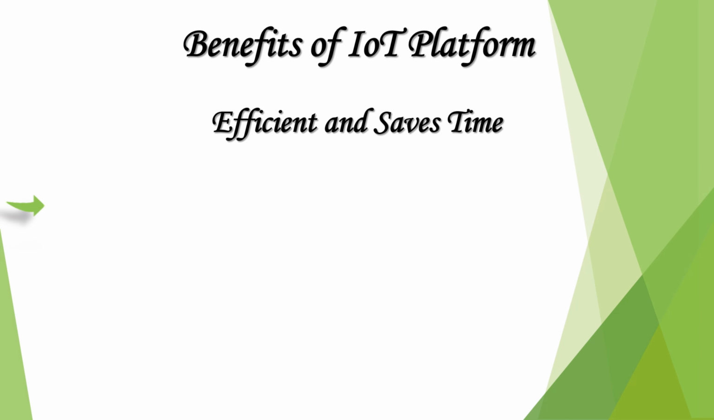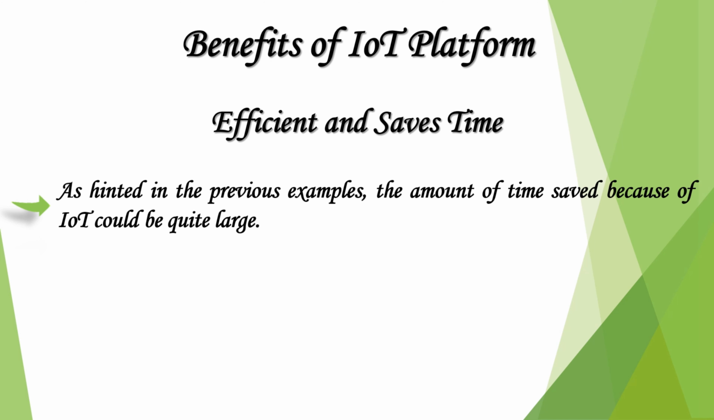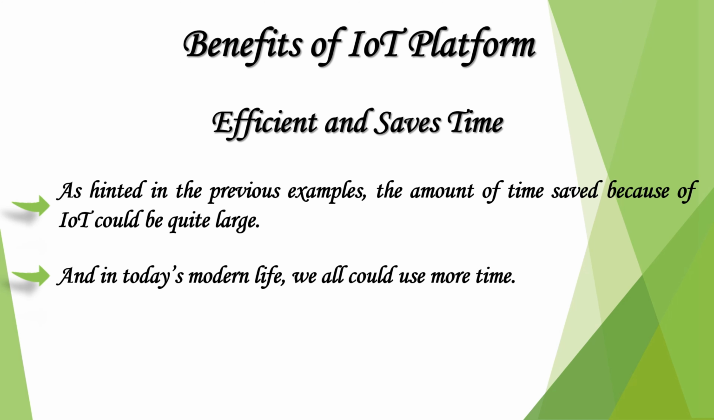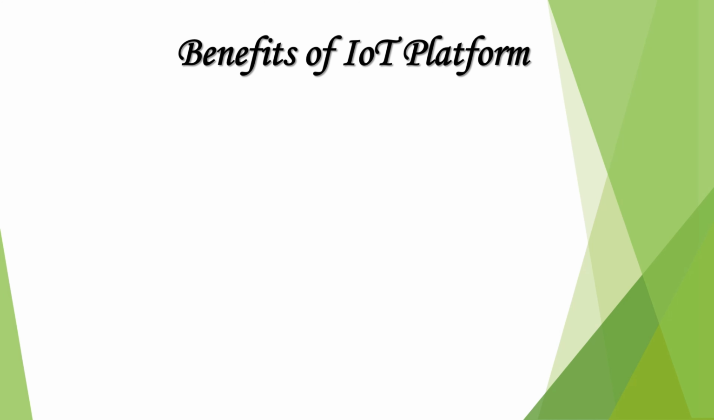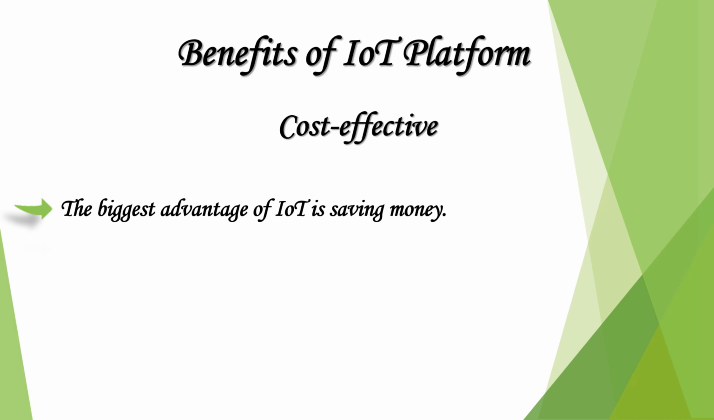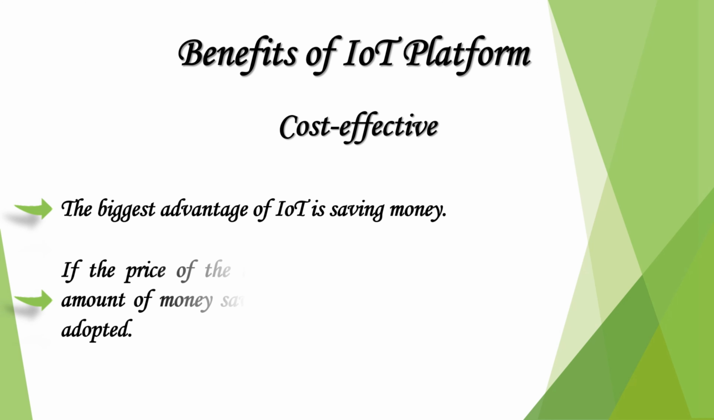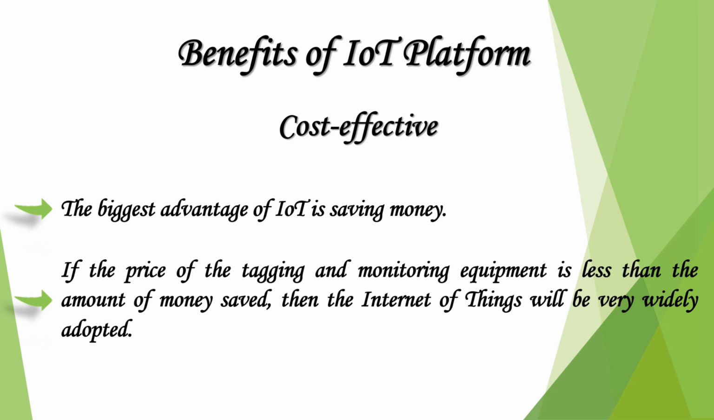Efficient and saves time. As hinted in the previous examples, the amount of time saved because of IoT could be quite large. And in today's modern life, we all could use more time. Cost-effective. The biggest advantage of IoT is saving money. If the price of the tagging and monitoring equipment is less than the amount of money saved, then the Internet of Things will be very widely adopted.